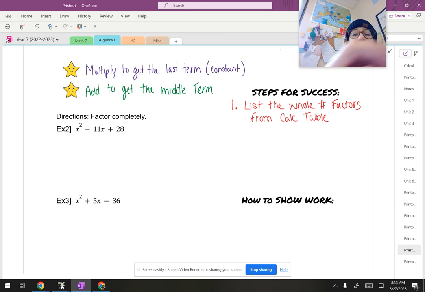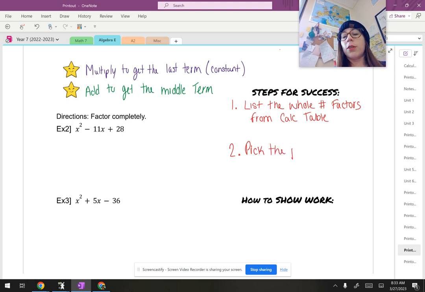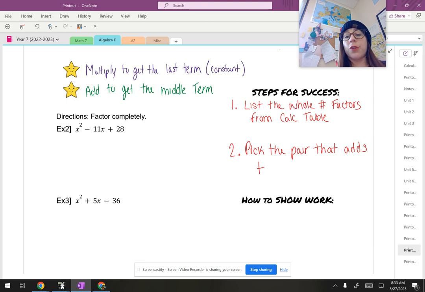And we reviewed how to get that calculator table previously, and I think it was 9-2, but I'll go over it briefly. We just aren't going to write it down this time. And then the second step is once you have your factors written down, you're going to pick the pair that adds to the middle term.